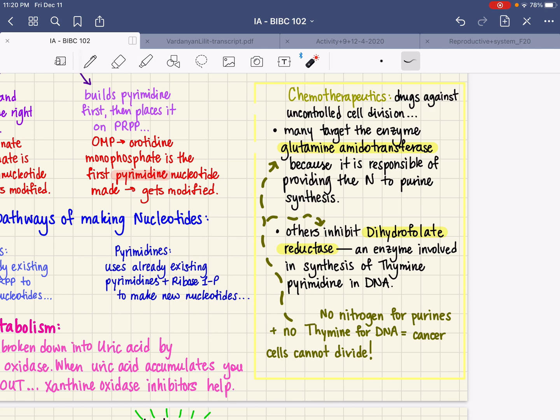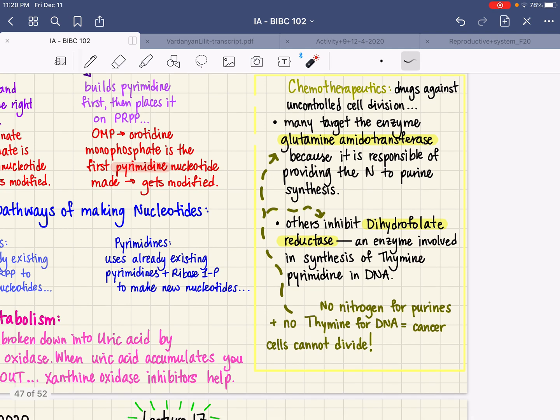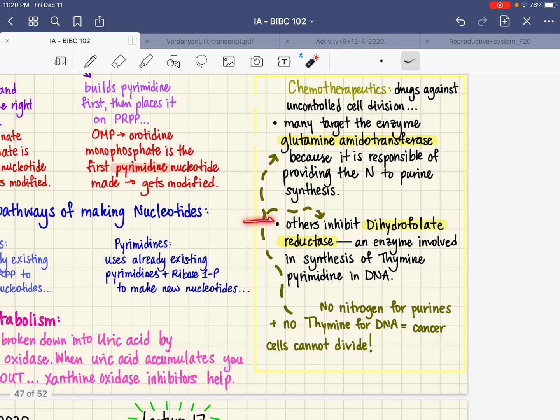Now, if there is a drug that stops this enzyme from working, then this enzyme will never be able to give that nitrogen from glutamine to purine synthesis, and we will never make purine. Hence, we will not be able to make viable DNA. Okay? The other type of drug that we talked about inhibits the enzyme dihydrofolate reductase.